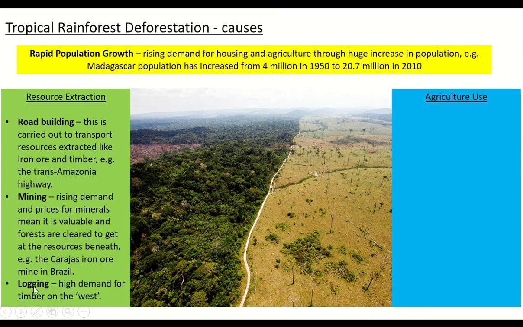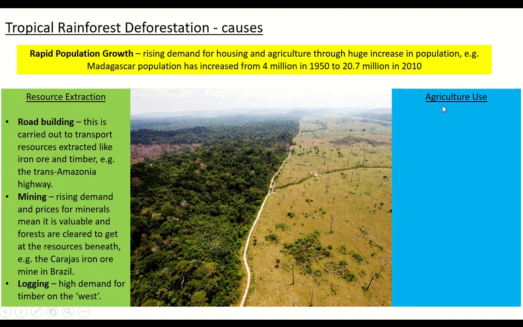And lastly, logging, the very basics of just needing wood. We've got a huge demand for timber in the West. By the West we mean the wealthy West, so USA and Europe. And because there's a huge demand for timber, Brazil will strip the land, sell that wood to places, for example, like China, where they manufacture it into furniture, and then we will buy it. So logging is one of those reasons that we are directly deforesting the tropical rainforest.